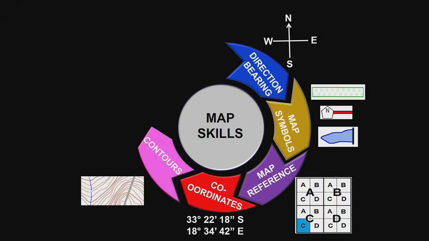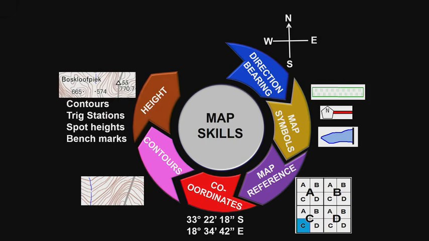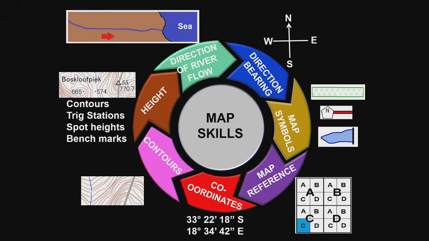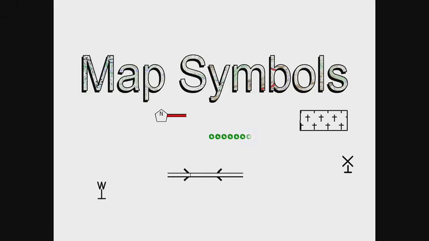We will then move on to contours, the various aspects with contours, how to tell if a slope is steep or gradual, the type of slope, etc. Also relating to contours, we will look at trigonometrical stations, spot heights, and benchmarks as indicators of height. And we will also be looking at the direction of flow of a river, how to determine in which direction a river is flowing. Right, let's start with the map symbols.